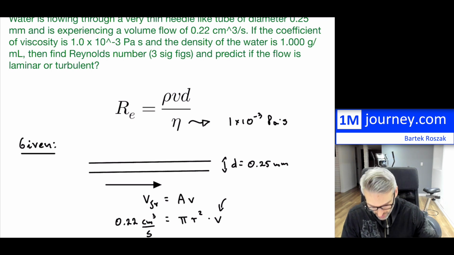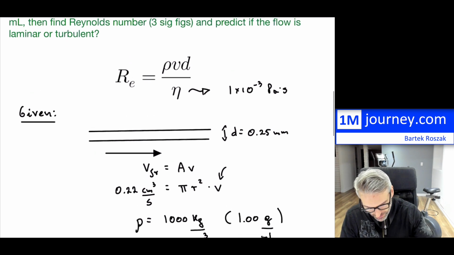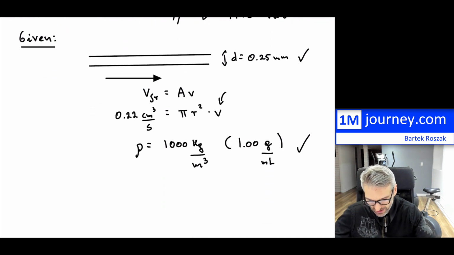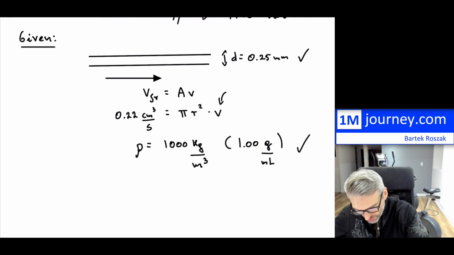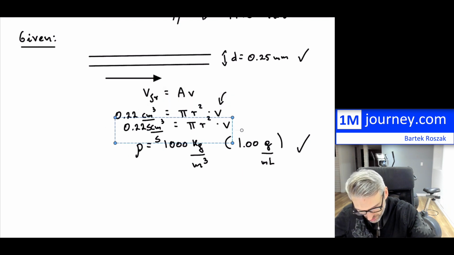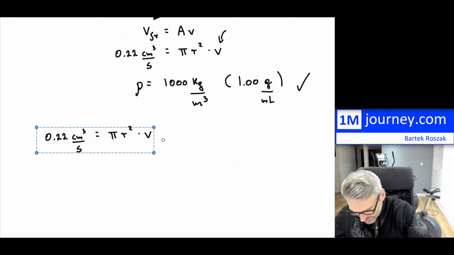Okay, so let's take a look. We pretty much have everything. We have eta, we have our density, we have our diameter. Really we just don't have the speed, but we can certainly find it. So let's do that. I'm going to take the information which is given, copy, duplicate it, and let's do that first.